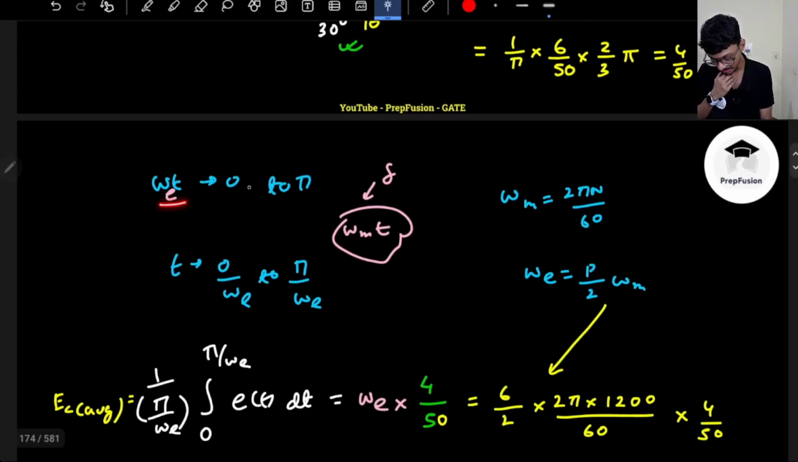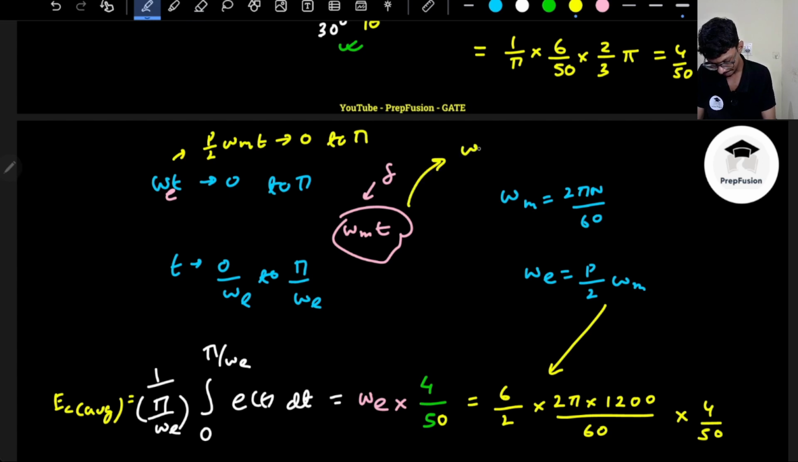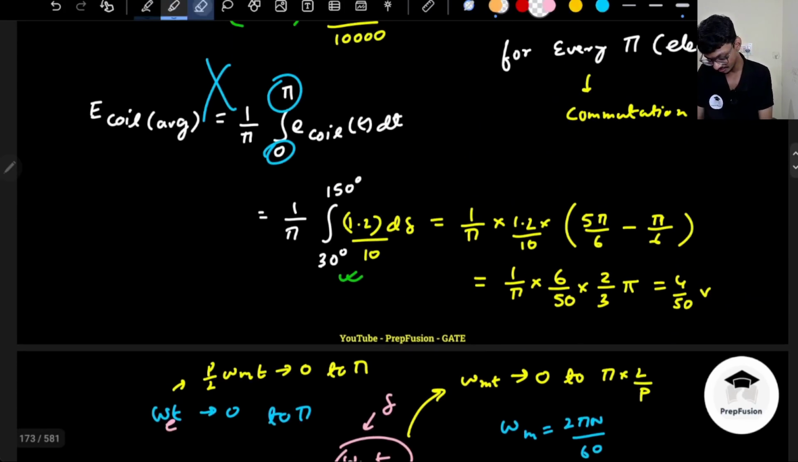If omega e into t is going from 0 to pi, what will omega m into t go? I know this relation, omega e is equal to p by 2 omega m. So I can replace omega e with omega m. So p by 2 omega m into t will vary from 0 to pi. So omega m into t will vary from 0, multiplied by anything is 0 only, to pi into 2 by p. That is another mistake that I have made. So these values will change.